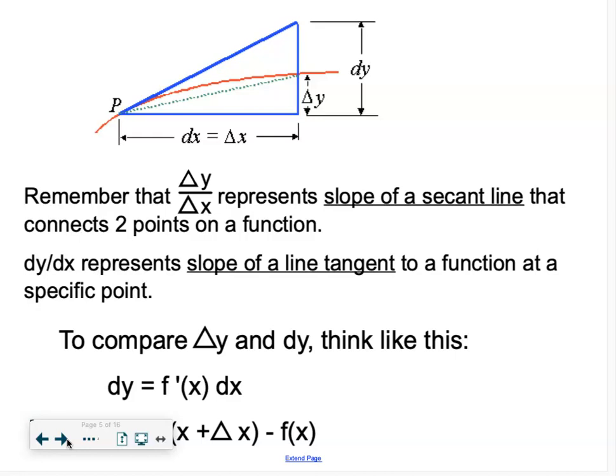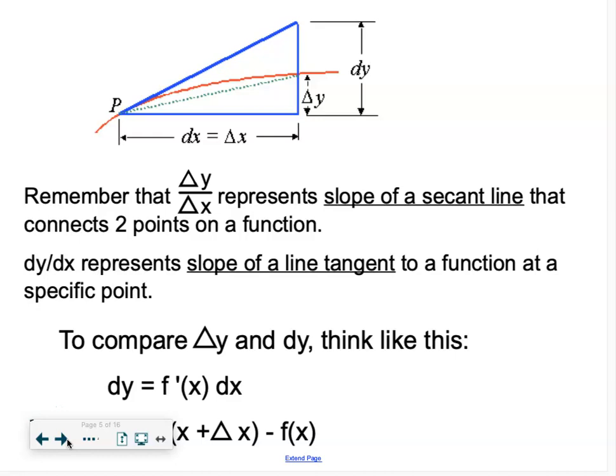Kind of. You have a function, right? Change in x, change in y, but instead of computing the change in y mathematically using the function, we're going to use the tangent line to approximate the change in y instead.